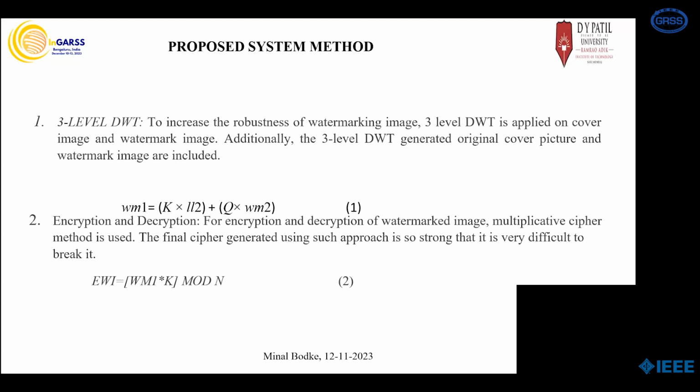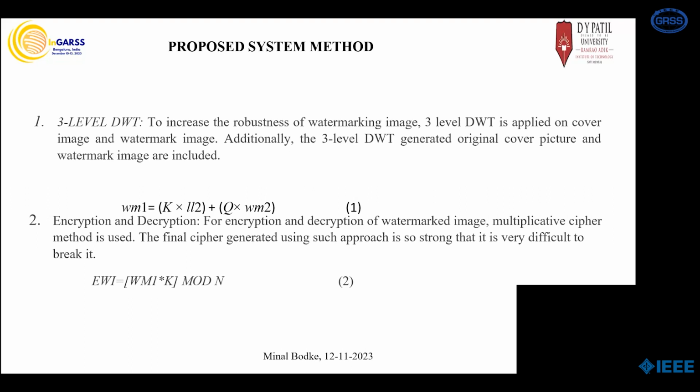We know that in 3-level DWT, the image is divided into two frequency bands, a low frequency band and a high frequency band. In this way, the image is decomposed using a 3-level DWT, and then we have embedded the watermark into the cover image by using the mathematical equation stated in equation number 1, where K and Q represent the scaling factors, and LL2 and WM2 represent the low frequency band of the cover image and the watermark image. And here we have obtained a watermarked image.